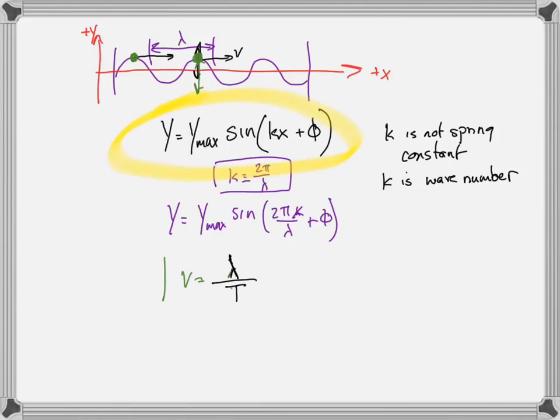I shouldn't put that in a box yet. The wave speed is lambda over T, and that is also lambda times frequency, which you already knew, right? Because T is 1 over frequency. V equals lambda over T, or lambda times f.